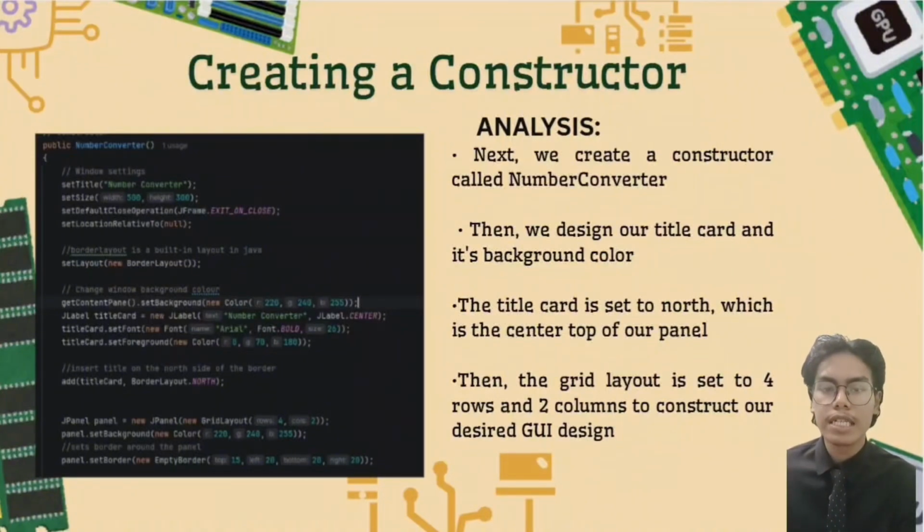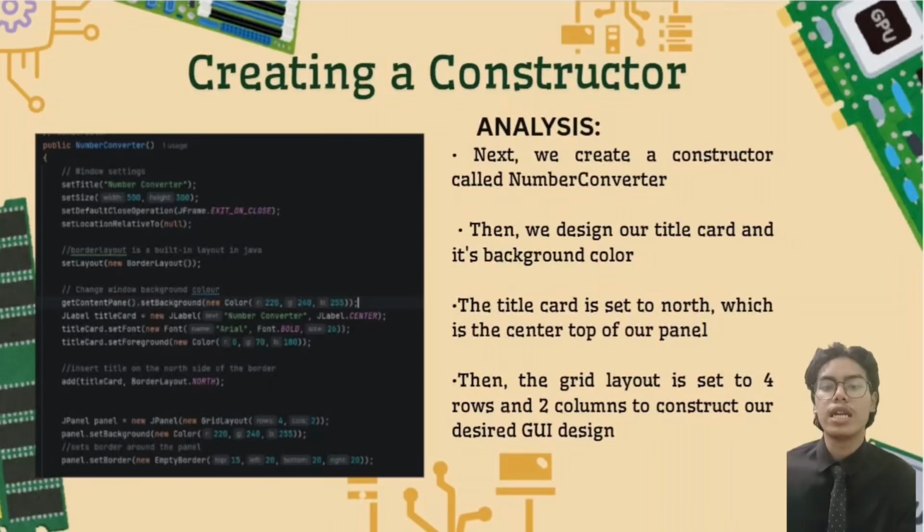On this slide, I will be explaining the NumberConverter constructor. First, we create a constructor called NumberConverter. This serves as the entry point for setting up our GUI window when the program runs. Next, we design our title card and configure its visual appearance. This includes setting a soft, welcoming background color for our window content pane, and defining the custom blue font style for our title text. To position this properly, the title card is set to the north region of our layout, which anchors it cleanly at the center top of our application panel.